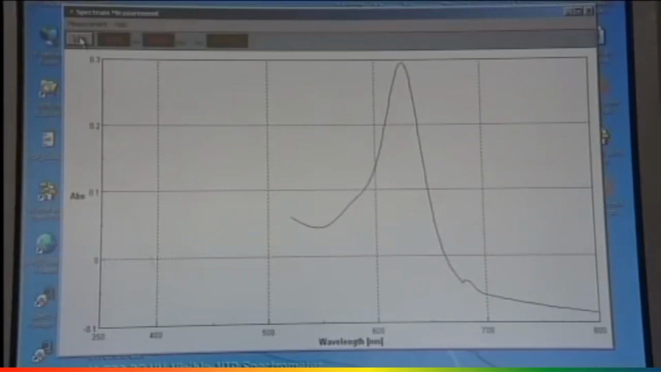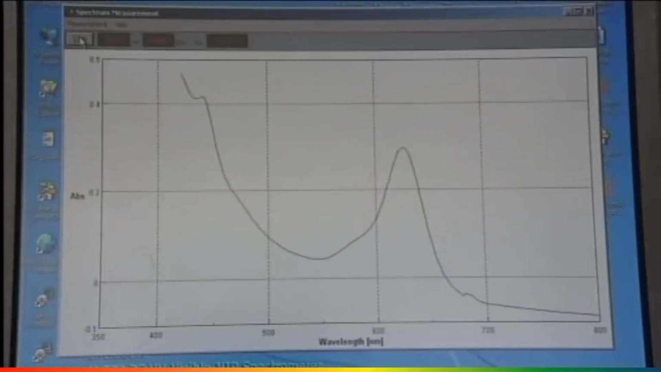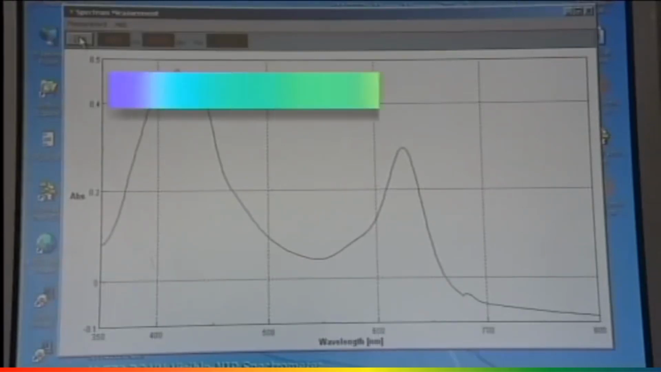The horizontal axis is normally wavelength and the vertical one absorbance, which is a measure of the amount of light absorbed by the sample. The peaks on the spectrum are the wavelengths of light that are absorbed by the sample, and the troughs are where light passes through. So the dye absorbs orange and blue light and lets through green, so it appears green in colour.